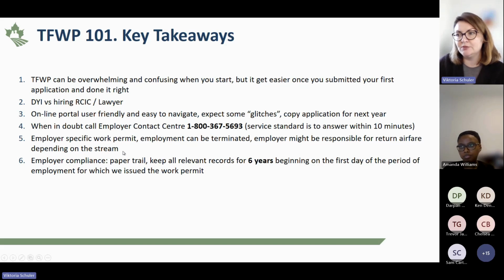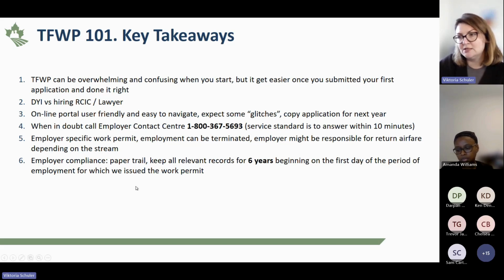And what happens sometimes is that the worker finds another employer. In this case, the other employer takes over the responsibility to pay for the return flight. But I would recommend having a letter of consent from the worker stating that he understands he's moving to another employer, so he's releasing you from the obligation to pay for the return flight. This is just in case you have an employer compliance inspection and this question is asked.